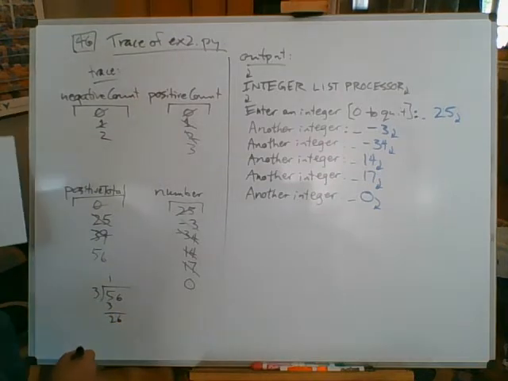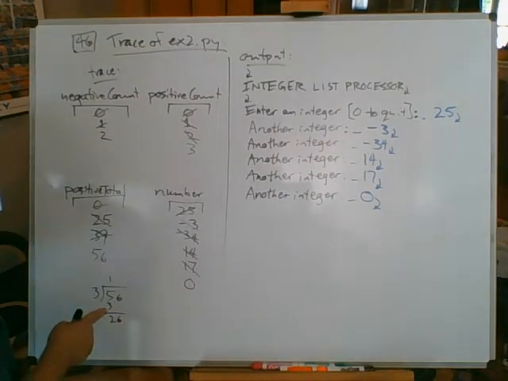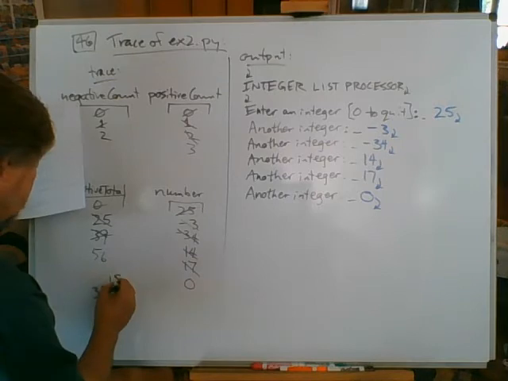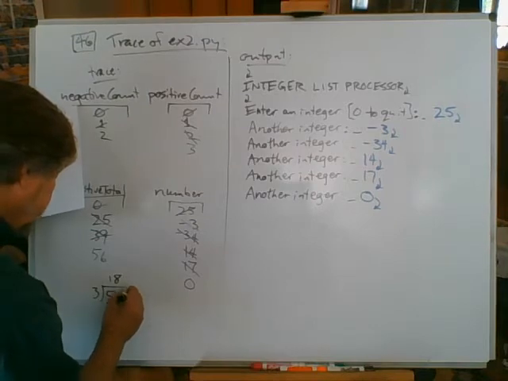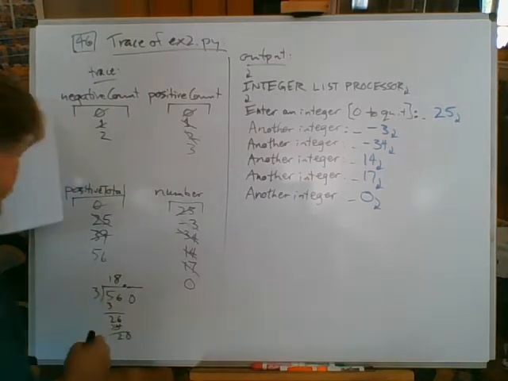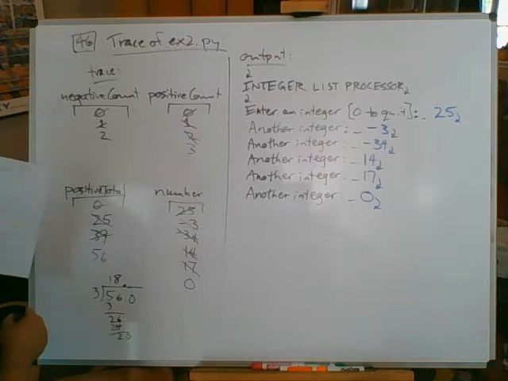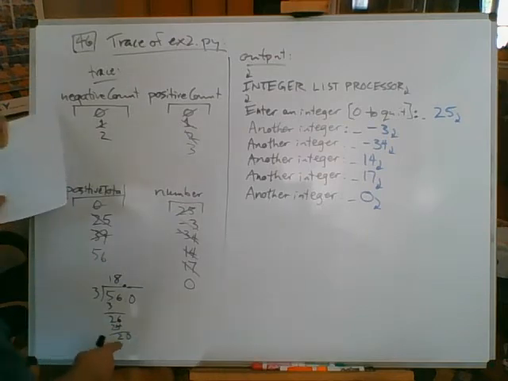26. 3 times 9 is too much. 3 times 8. 3 times 8 is 24. 2 point. This is me doing math over here, by the way. You don't have to watch this. I'm just trying to come up with what should be printed out on the screen.